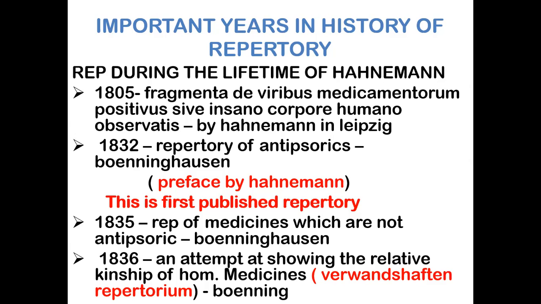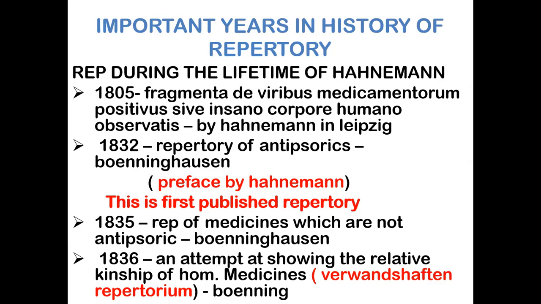1832, Repertory of Antipsorics, Bonninghausen. And what is important in the 1832 repertory? That it was prefaced by Hahnemann. A very frequent question asked in various examinations: in 1832, Repertory of Antipsorics by Master Bonninghausen, but prefaced by Hahnemann. This is the first published repertory. So the first published repertory is the Repertory of Antipsorics by Bonninghausen in 1832, prefaced by Hahnemann.